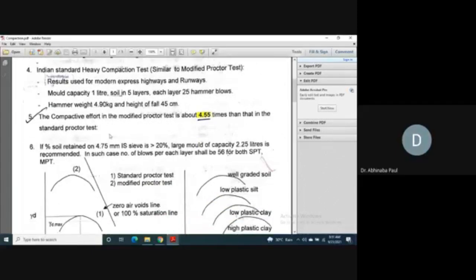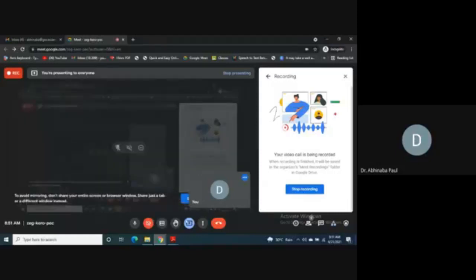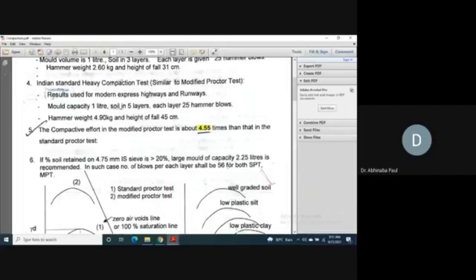Now the compactive effort. So what is compactive effort? Like we have discussed right now, two kinds of compaction types are there, one is standard and the other is modified. So obviously in the modified Proctor test we need to put in increased compactive effort. So what is the factor? Always remember that it is 4.5 times that of the standard Proctor test.